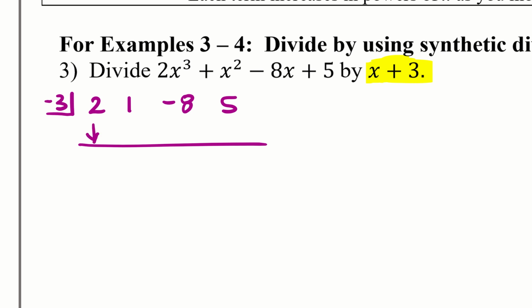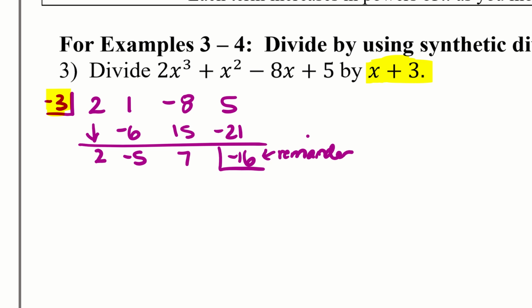The first number is brought down. And then each time I'm going to multiply by this root right here in the box. So whatever's at the bottom will be multiplied. So I'll get -6. I'll add. I multiply again by the root of -3. Watch your signs. I'll get 15. Add. Multiply. And again add. Now this last number right here is your remainder.